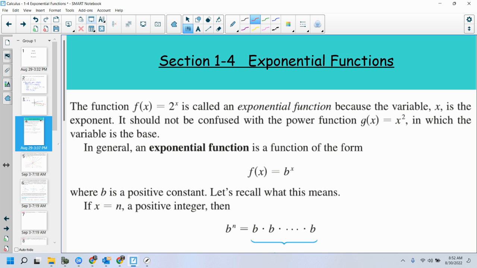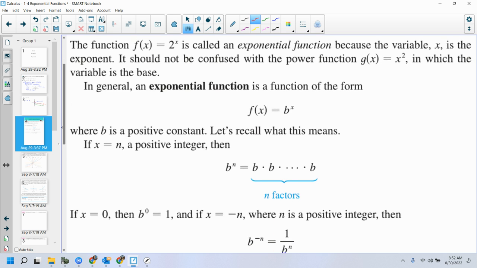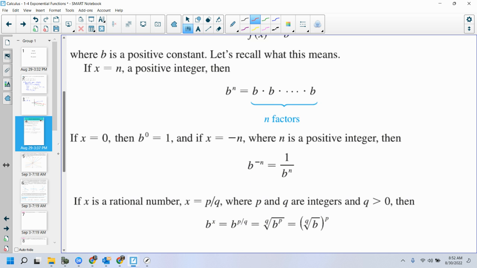In general, the exponential function is f of x equals b to the x, where b is a positive constant. Now, remember what that means. That just means it's repeated multiplication, n amounts of times. So if x is equal to a positive integer, then b to the n is equal to b times b, n times over. If x is equal to 0, then obviously b to the 0 is equal to 1. This is assuming that b is non-zero, right?